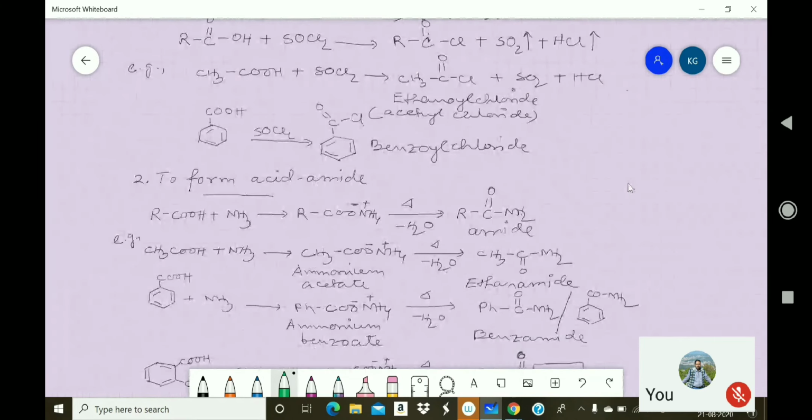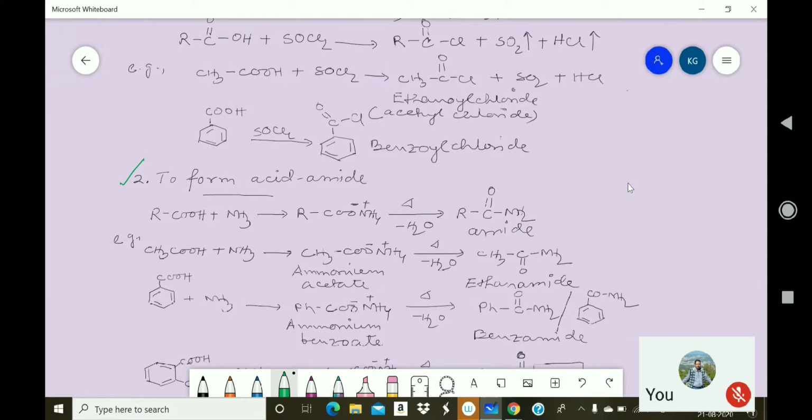Now next come to the second reaction, where amide is formed from carboxylic acid. First, carboxylic acid is treated with ammonia that gives rise to the ammonium salt of the carboxylic acid, and when it is heated due to dehydration the amide is formed. So ethanoic acid as an example reacting with ammonia forms ammonium acetate, when it is heated it gives ethanamide by the dehydration process. Similarly, benzoic acid reacts with ammonia to form ammonium benzoate.